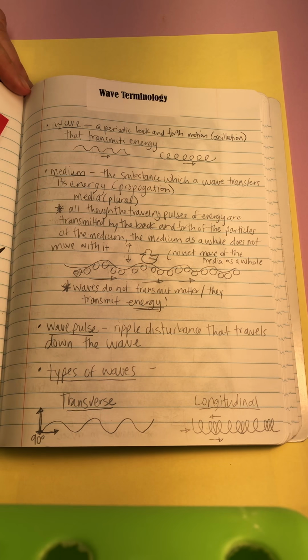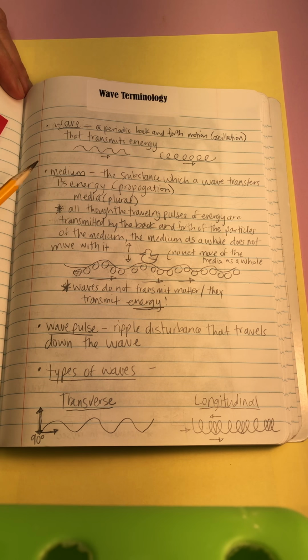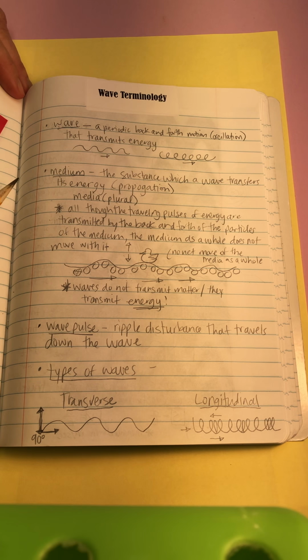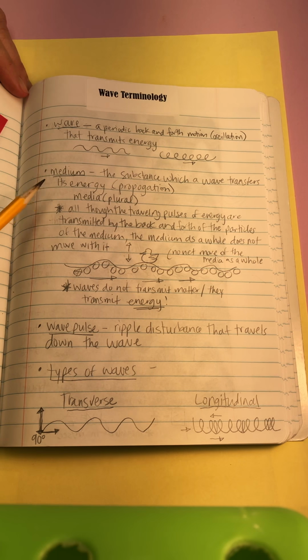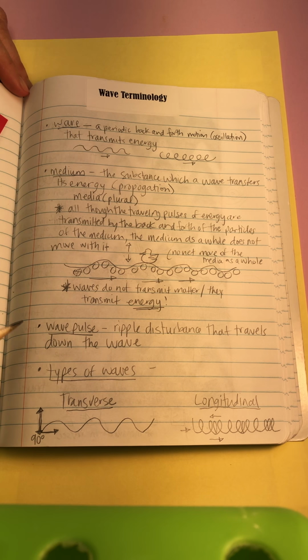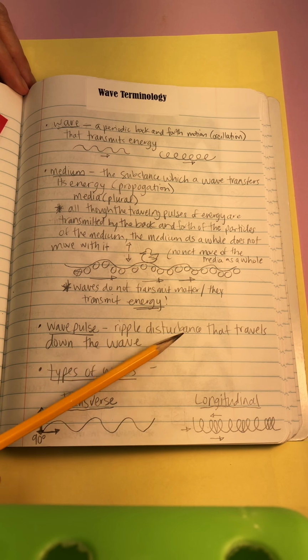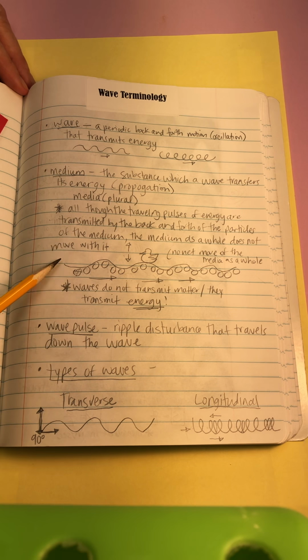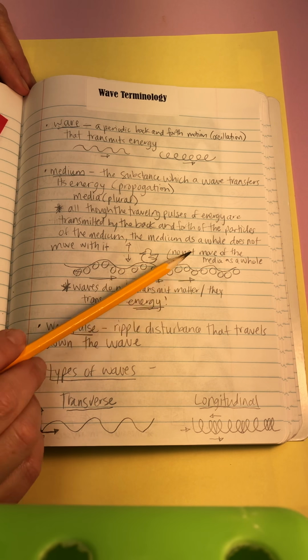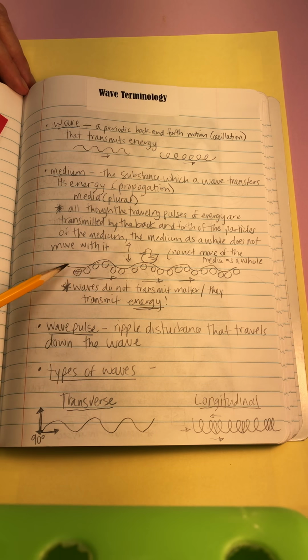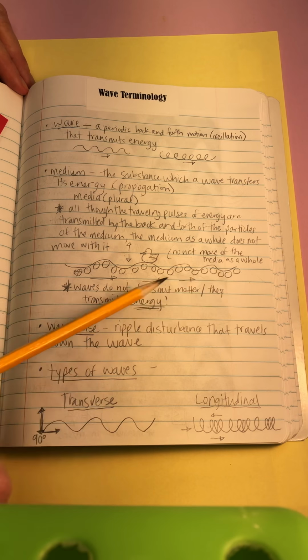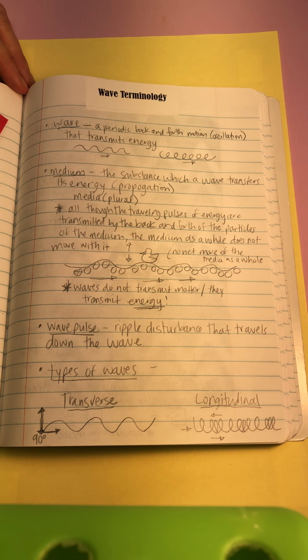And so in the world of waves, we know that the energy is going to travel through something. Well, most of the waves will travel through something, and we will call them the media, or the medium, the substance. All right, then there's also the wave pulse. The wave pulse is the ripple disturbance that travels down the wave. So this disturbance of the water molecules going back and forth, being disturbed by this energy trying to flow through them, that's what we call the wave pulse.